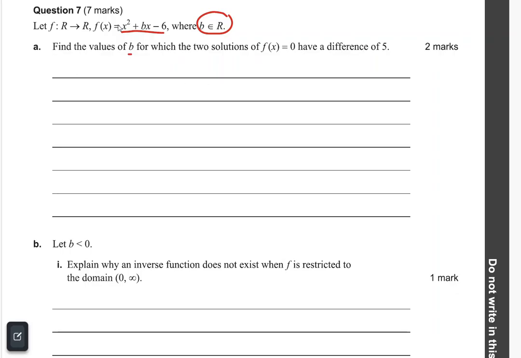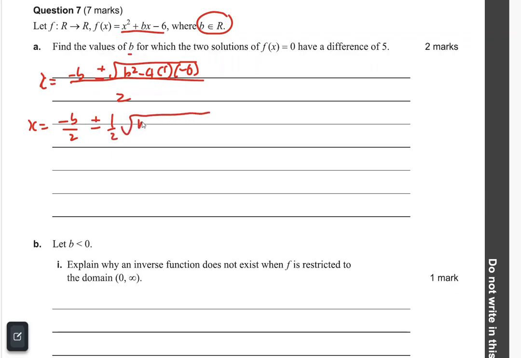Okay, so I'm going to use the quadratic formula to find the solutions. So x is going to equal minus b plus or minus the square root of b squared minus 4 times 1 times negative 6, all over 2. So x equals minus b on 2 plus or minus a half square root of b squared plus 24.